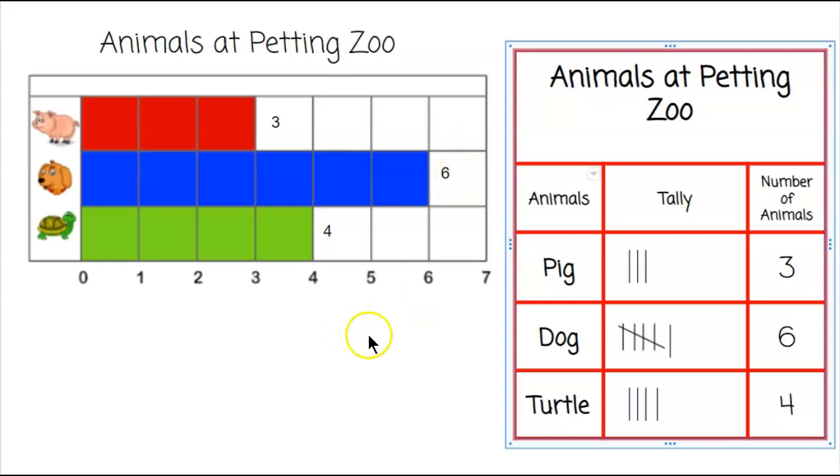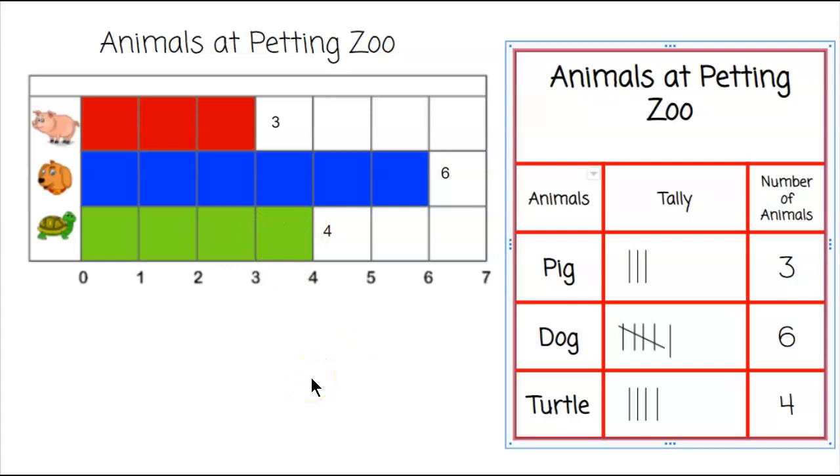Next question. Which animal at the petting zoo had the least amount? Which of the animals did they have the least of at the petting zoo? If you said the pig, you would be correct because the pig is the smallest number and it is the shortest bar when I look at my bar graph.